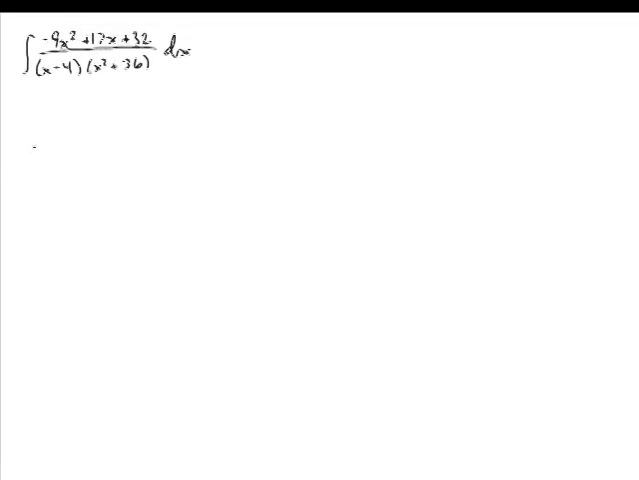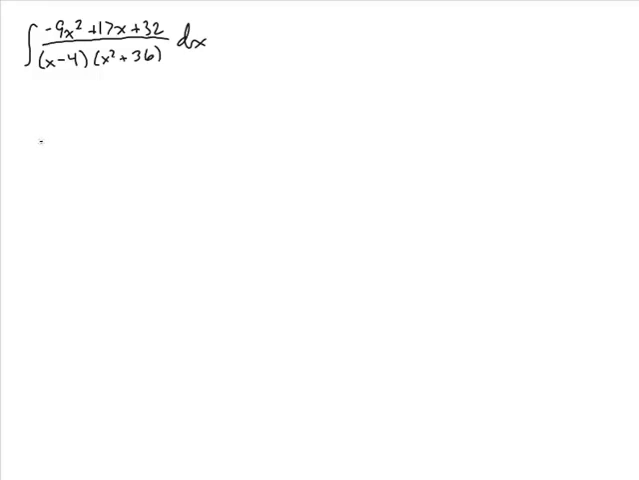This video is intended to show you how to do an antiderivative where one of the factors is what we call an irreducible quadratic. So here's my original: negative 9x squared plus 17x plus 32 in the numerator, over the denominator, which is already factored, x minus 4 and x squared plus 36. This is factored as much as possible, and it's what we call an irreducible quadratic factor because we can't factor it any further. If there had been a minus, we could factor it further, and we'd have three linear factors, and that'd be great, but not possible in this one.